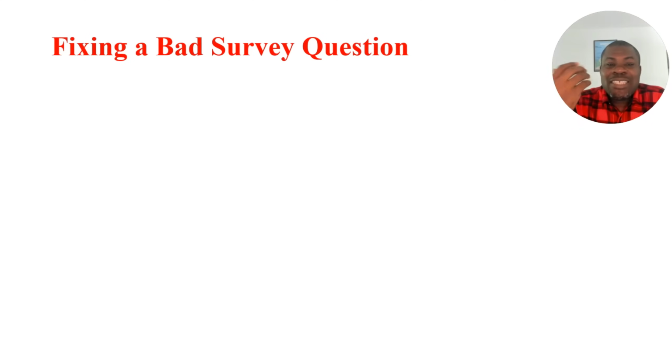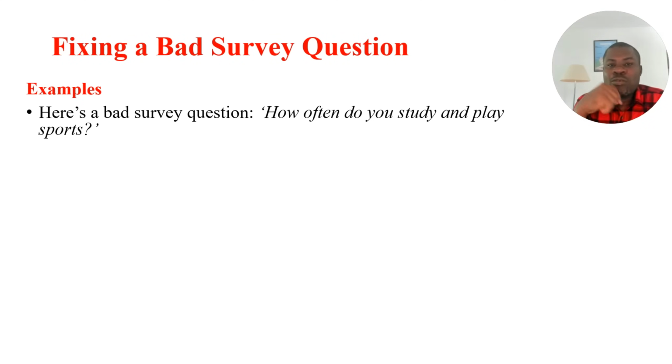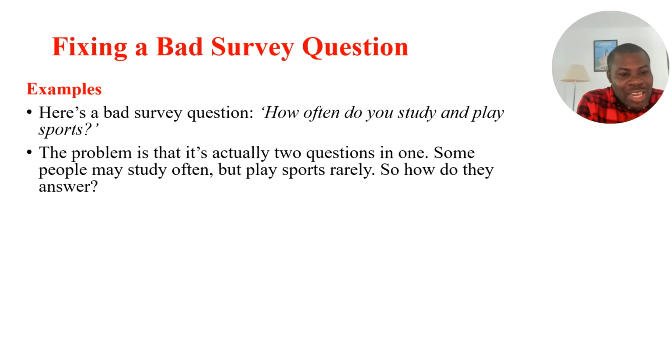Now, let us look at how to fix a bad survey question. Here is an example of a bad question: "How often do you study and play sports?" It asks people two questions at the same time. So let us analyze the question. The problem is that it is actually two questions in one. Some people may study often but play sports rarely. So how do they answer? Someone like me who hardly plays sports but reads a lot, how am I going to answer these two things together?